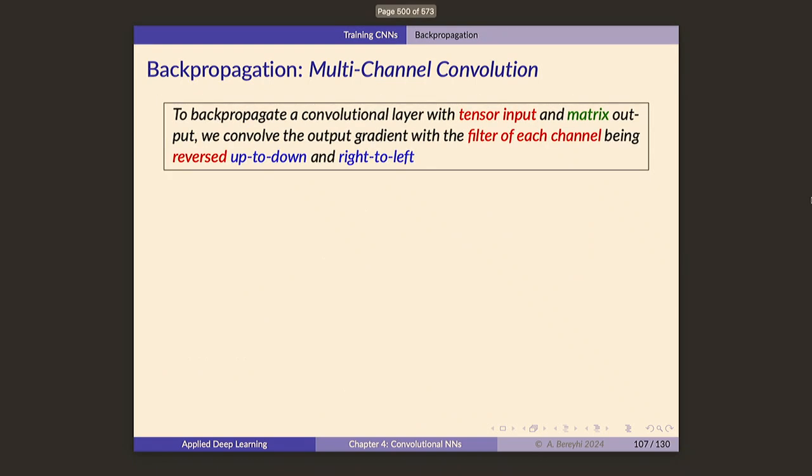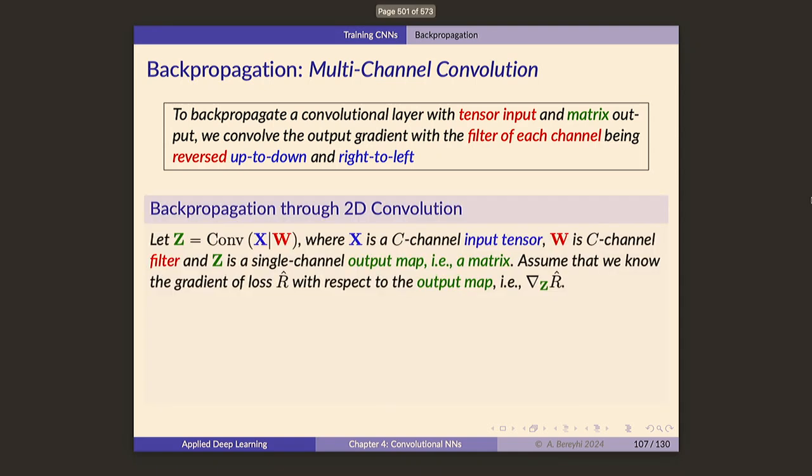So that is simple. When I have a tensor input and a tensor filter, but I have a map at the output, and I know the gradient with respect to the output map, I'm going to convolve it with the reverse version of every single filter, and then I'm going to get all of those gradients at the input. And when I put them next to each other, it's going to be a tensor of gradients. This is what I want. Yeah? So that is easy.